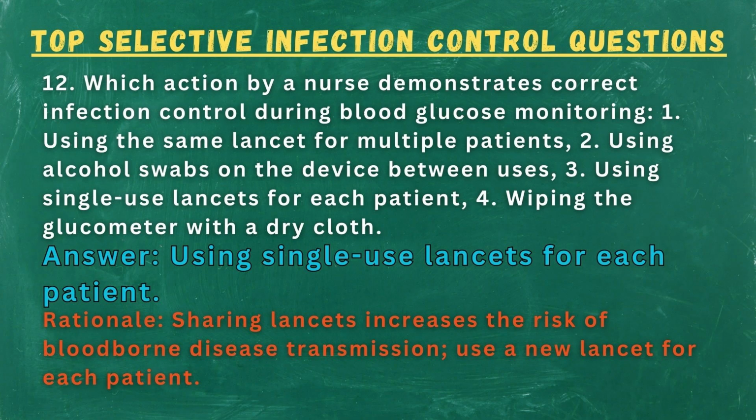12. Which action by a nurse demonstrates correct infection control during blood glucose monitoring? 1. Using the same lancet for multiple patients. 2. Using alcohol swabs on the device between uses. 3. Using single-use lancets for each patient. 4. Wiping the glucometer with a dry cloth. Answer: using single-use lancets for each patient. Rationale: sharing lancets increases the risk of bloodborne disease transmission. Use a new lancet for each patient.